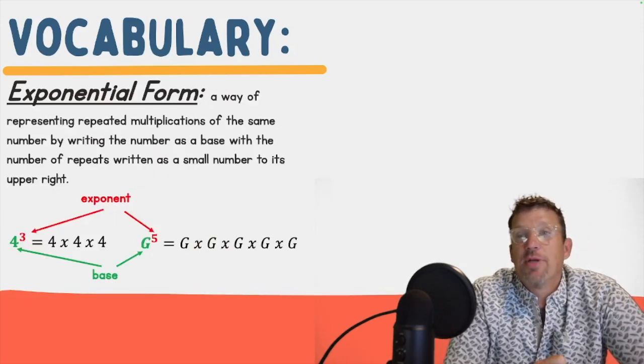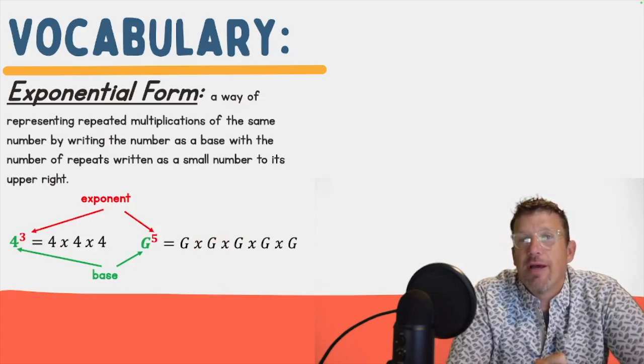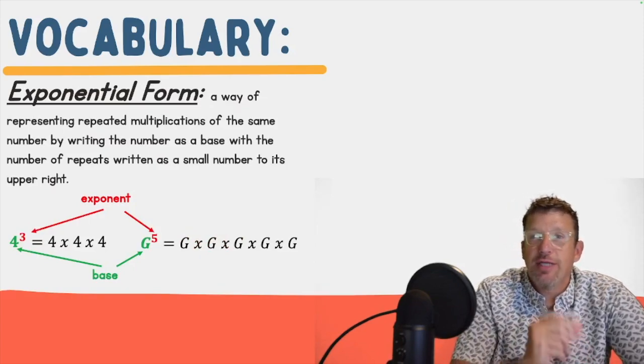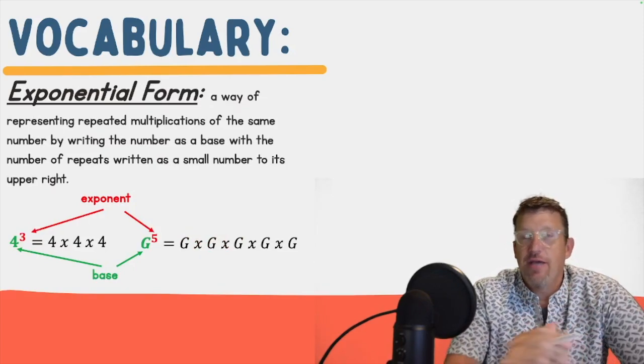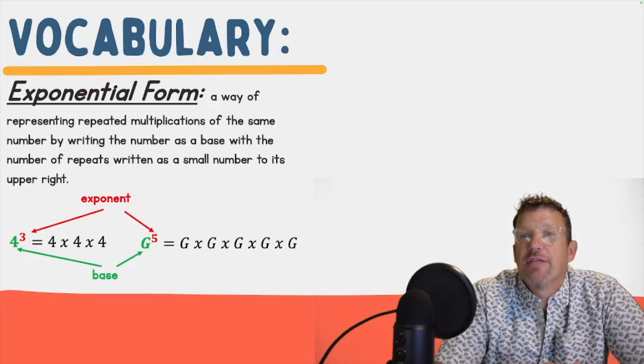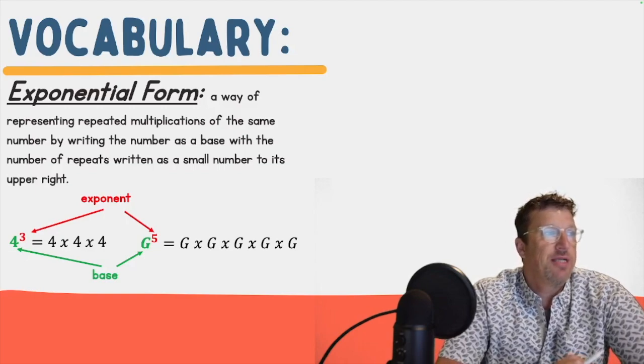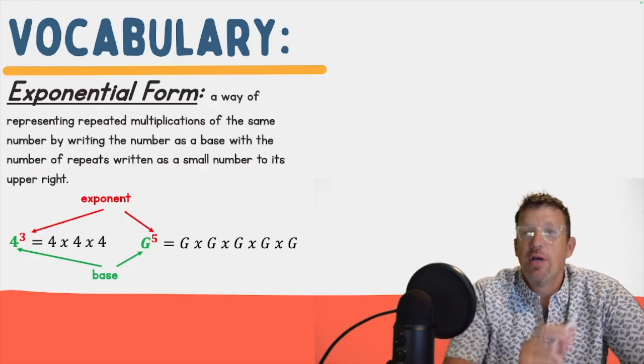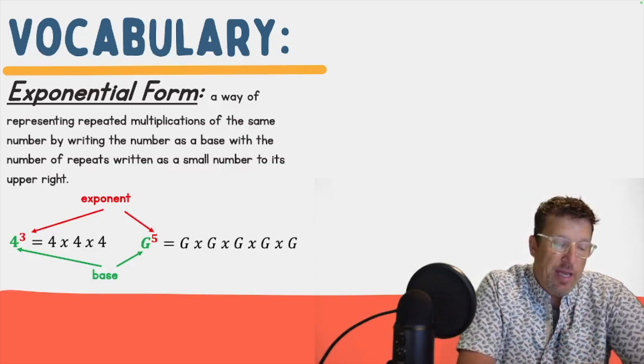Now, exponential form. This is where we talk about those two words combined, because when you take the base and you have an exponent, then you have exponential form. It's a way of representing repeated multiplication of the same number by writing the number as a base with its number of repeats. So when you see a number like 4 to the third, let's take a look over here.